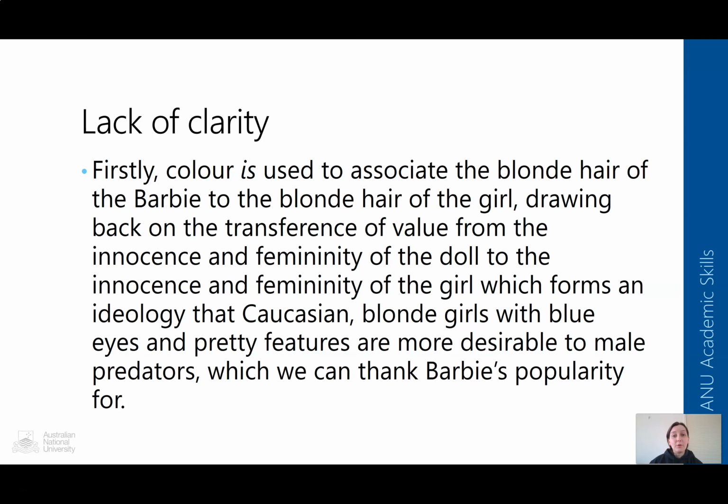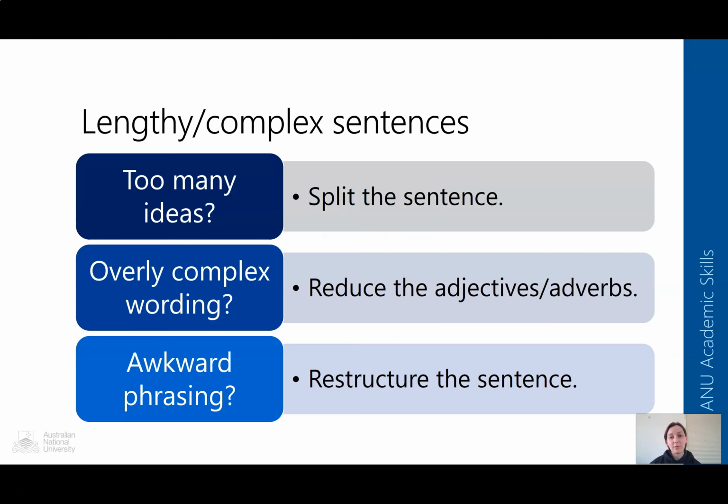One way that you can lose clarity is in really long sentences. So you see here a sentence that's many lines long, and it's talking about color, it's talking about femininity and the transfer of value, and it's talking about the details of the image that they're looking at about the girl and the Barbie doll. So this sentence becomes quite confusing when you read it through.